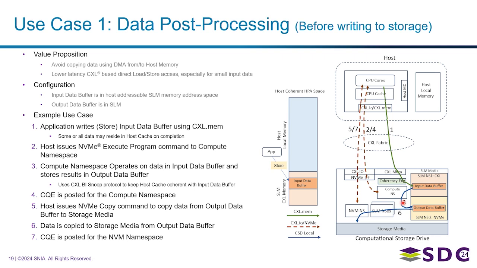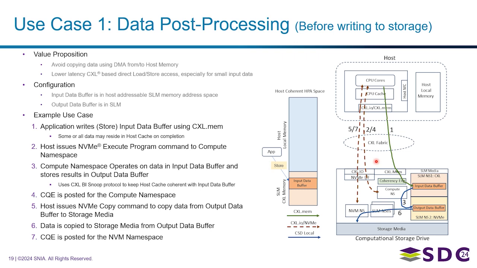So step 3, we perform the operation. We do our post-processing. We do the manipulation or whatever function we want to do, and write it to our output data buffer. And when that's finished, we send a completion back, which is the number 4, going back to the host. Now the host is going to send a NVMe copy command to copy the data from the output data buffer to the storage media.